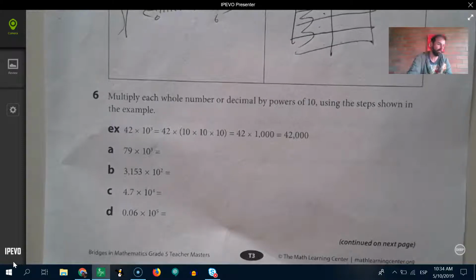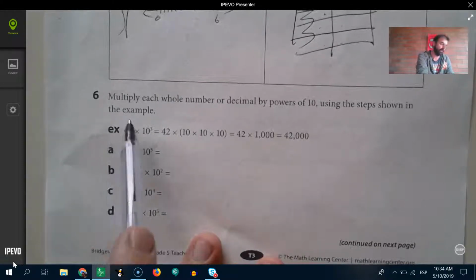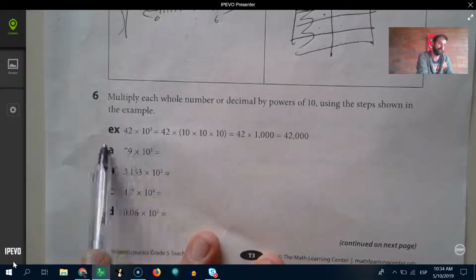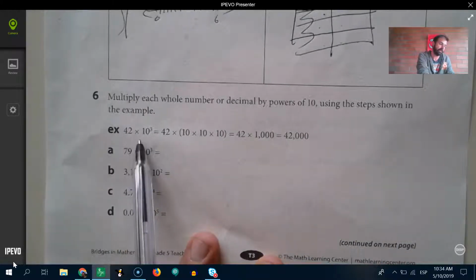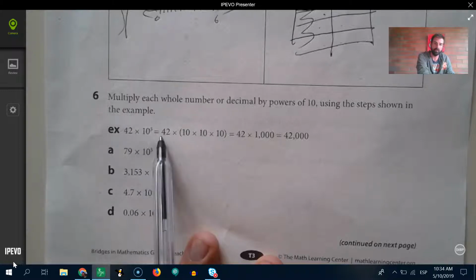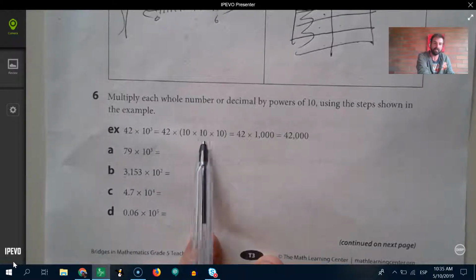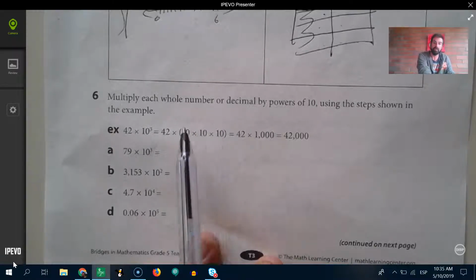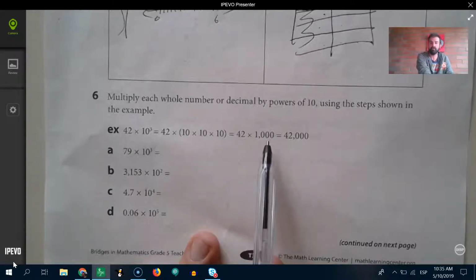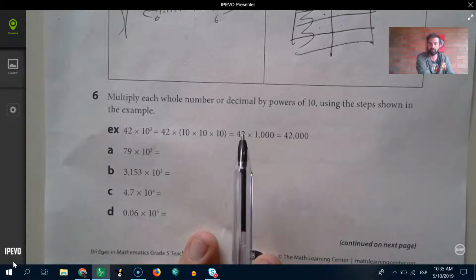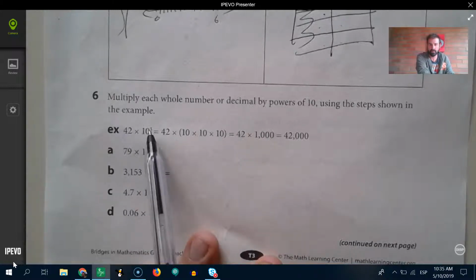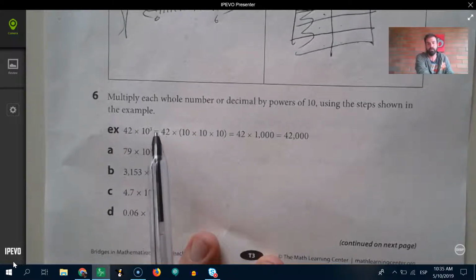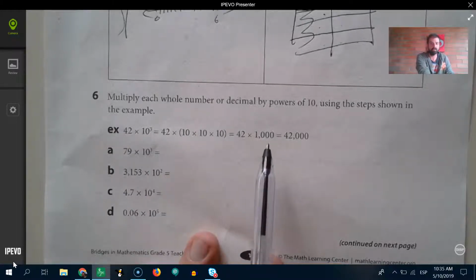So it says here, multiply each whole number or decimal by powers of 10 using the steps shown in the example. So they give me an example. I see 42 times 10 cubed, or 10 to the 3rd, equals 42 times 10 times 10 times 10 in parentheses, equals 42 times 1,000, which is 10 times 10 times 10. And then finally, 42 times 1,000 equals 42,000. So exponent-wise, 10 to the 3rd means I'm multiplying 10 3 times, 1, 2, 3. And if I can multiply 10 3 times, I know that that's 1,000.